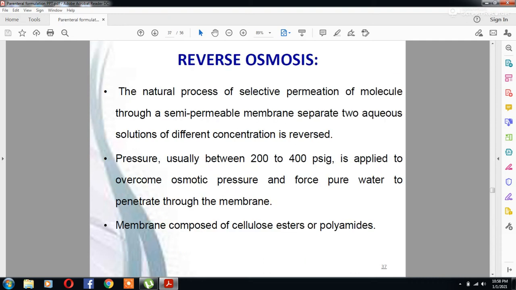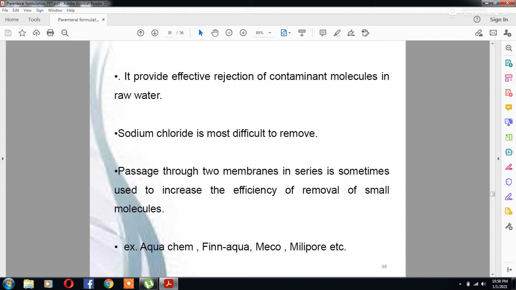Reverse osmosis is the natural process of selective permeation of molecules through a semi-permeable membrane separating two aqueous solutions of different concentration, but reversed. Pressure, usually between 200 to 400 psi, is applied to overcome osmotic pressure and force pure water to penetrate through the membrane. The membrane is composed of cellulose ester or polyamides. It provides effective rejection of contaminant molecules in raw water. Sodium chloride is the most difficult to remove.